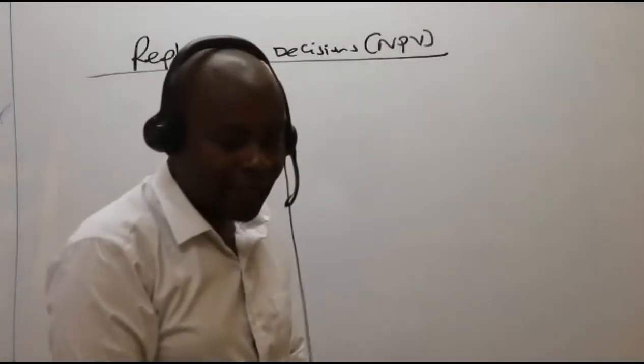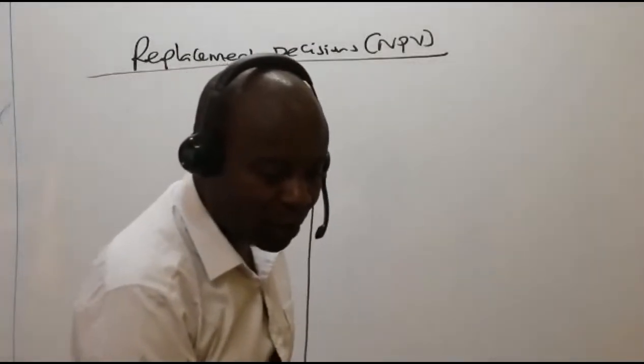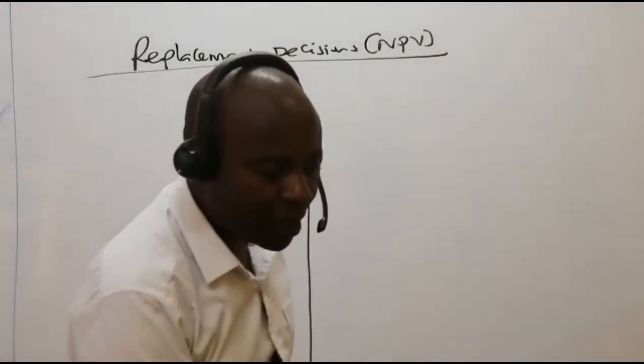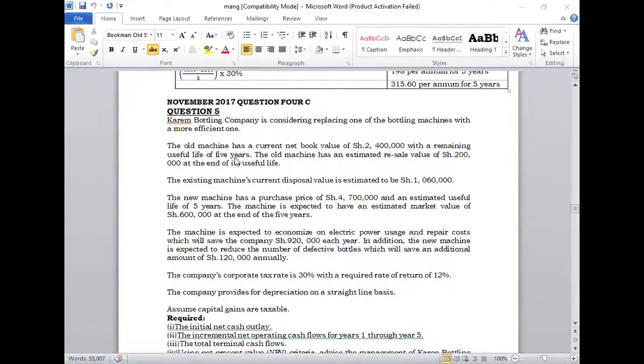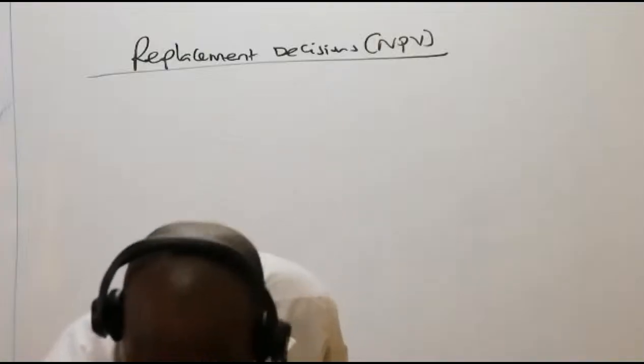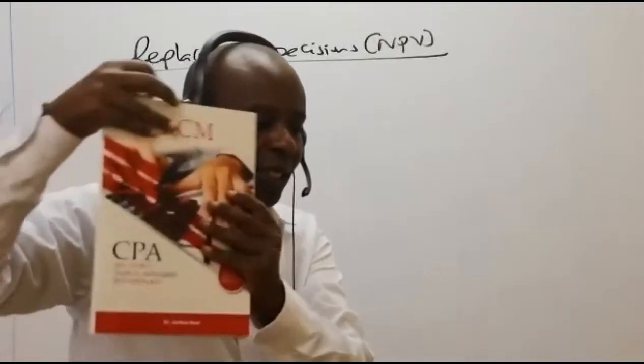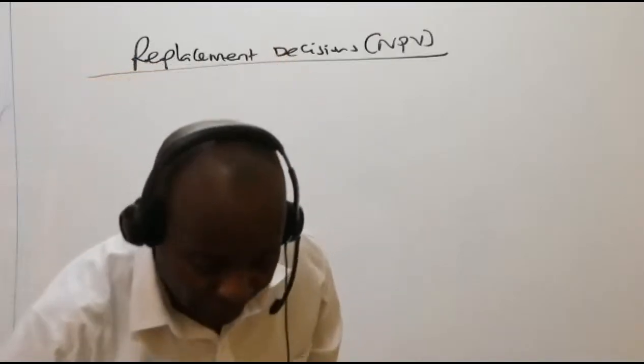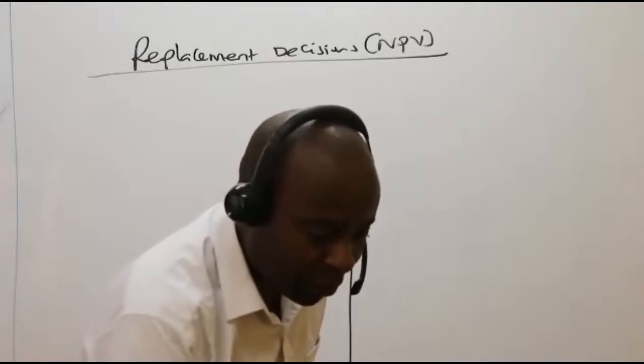One of those areas that has always given my students issues, and yet it is easier. So to enable us understand this, we have this section 3 CPA question, which is November 2017. For those of you who are joining us from CPA section 3, you will simply need to go to your revision kit. RCM's revision kit, go to page number 102.